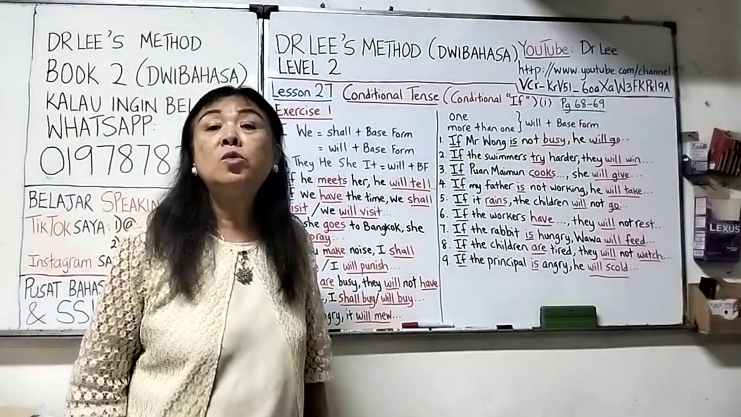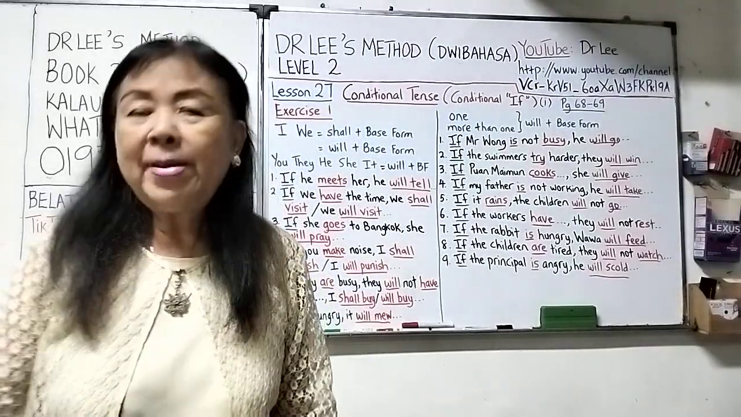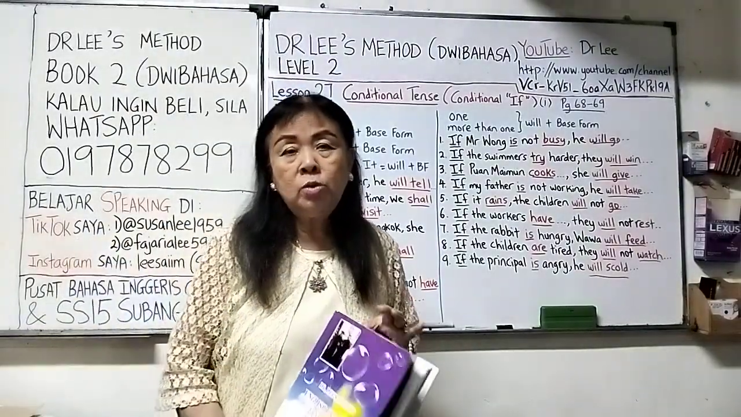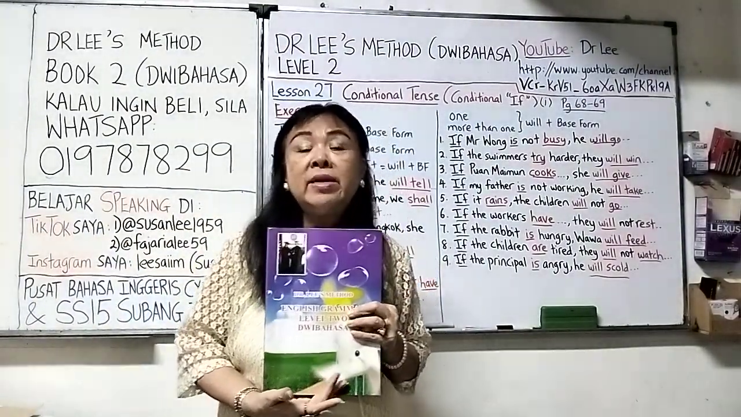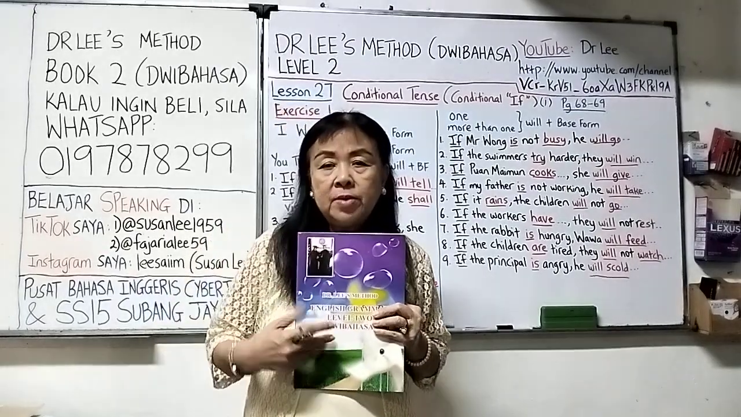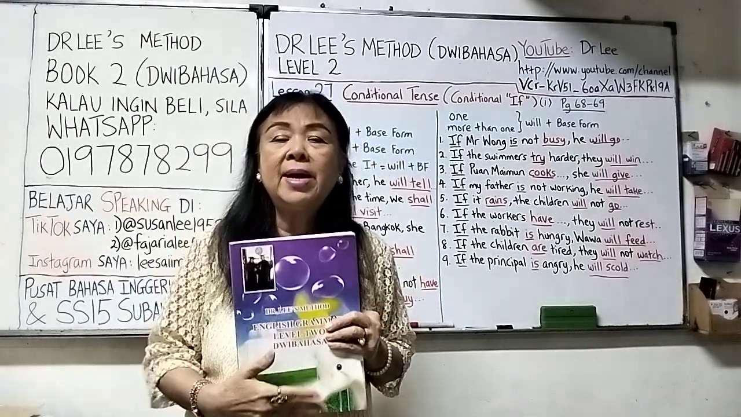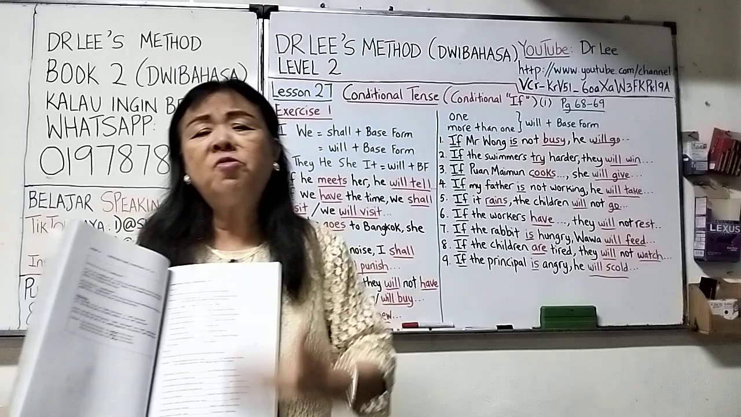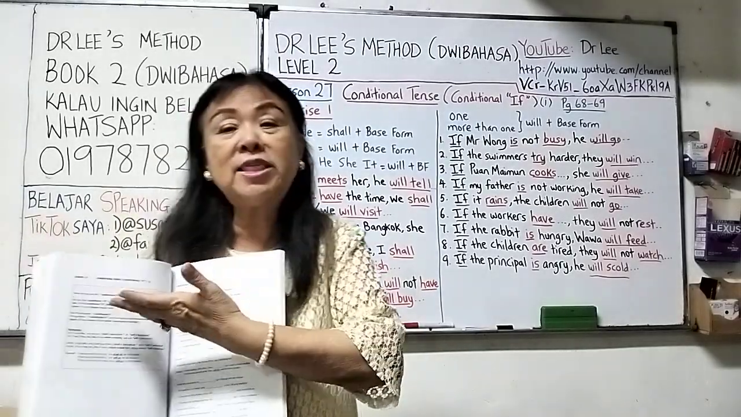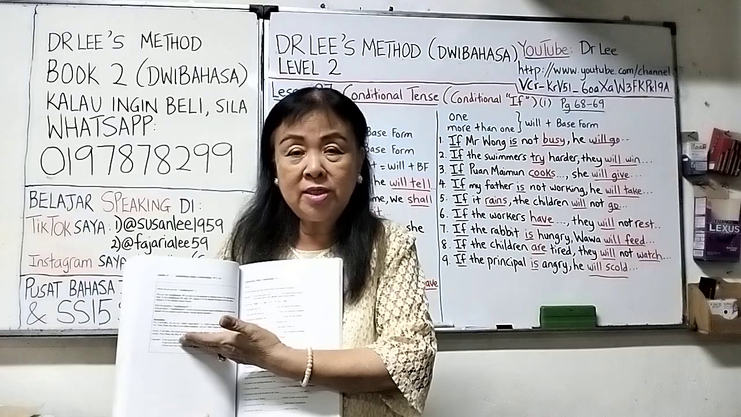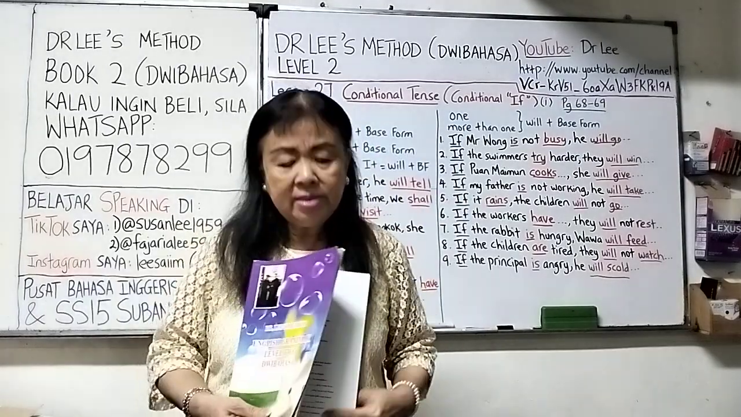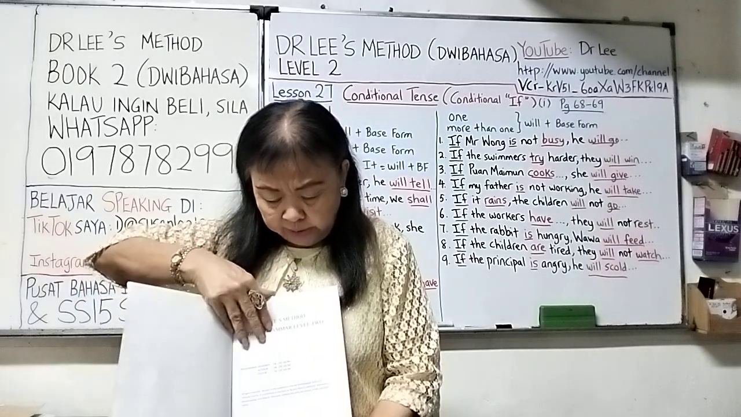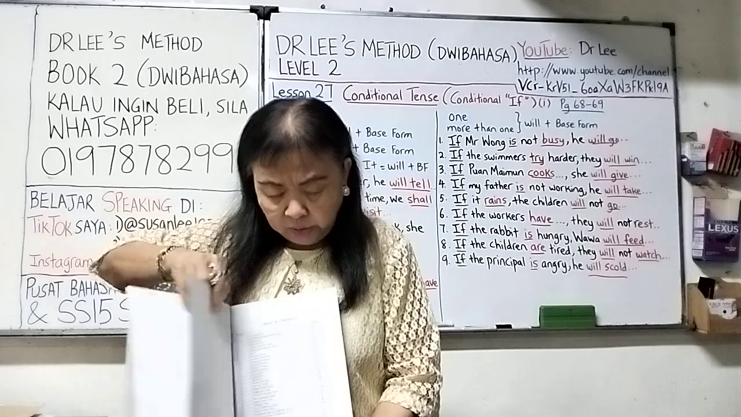So today we are at lesson 27. Now, as you know, my YouTube channel is specially for the books that I have written. So now we are at level 2. This is my second book. It is Dwi Bahasa, 2 languages, Bahasa Melayu and English. But for the exercises, of course, it's 100% in English. It's only the explanation in 2 languages, BM and BI. And I would like to show you my book. This is level 2. You can see the pages over here.